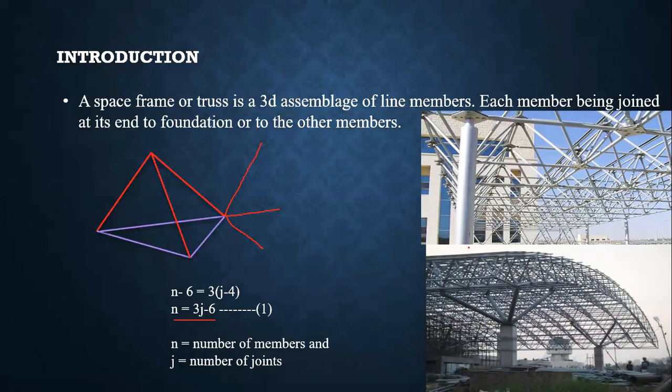There are two figures. In both we can see the space truss. This space truss is used where we need a larger area with roof without columns, just like stadium roofs.